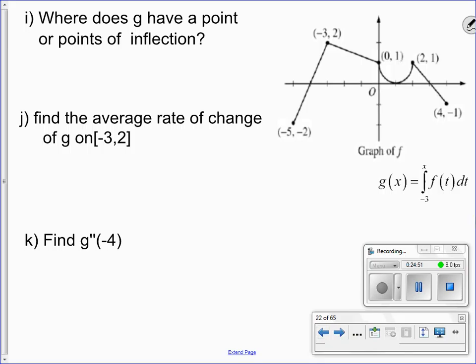Where does G, and again, this is G prime, it's not G. Where does G have a point or points of inflection? Nice. You can look where G prime is a max or min. Because you're looking where the slope of G prime is changing. Because the slope of G prime is what? The derivative, right? So if you know points of inflection are where the second derivative changes sign, you have a point of inflection when the slope of G prime is changing sign, when it's going from positive to negative or negative to positive. Or just think where G prime has a max or min.